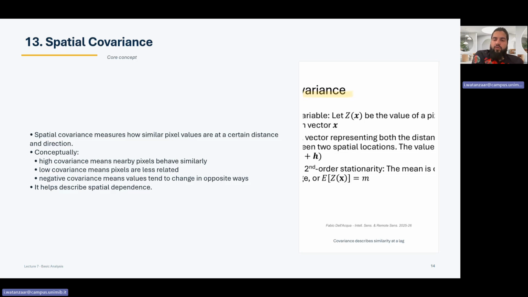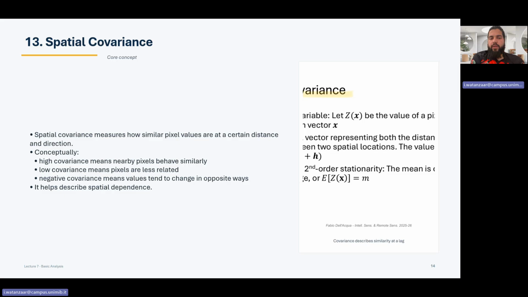Now we are looking into the spatial covariance. Spatial covariance means how similar pixel values are at a certain distance and direction. Here, one important thing is that now direction is included, because it involves a number of pixels. So far it was one pixel, along the distance. Now we are discussing the direction also. If we have a distance, then direction is obviously present.